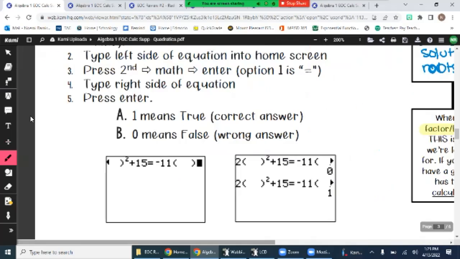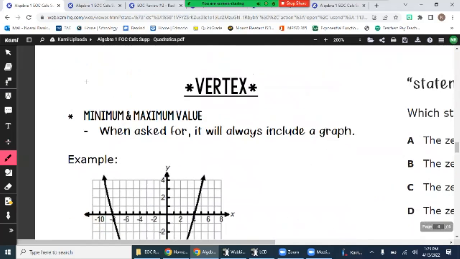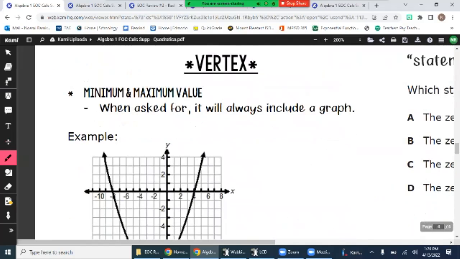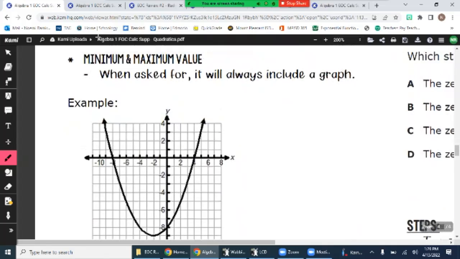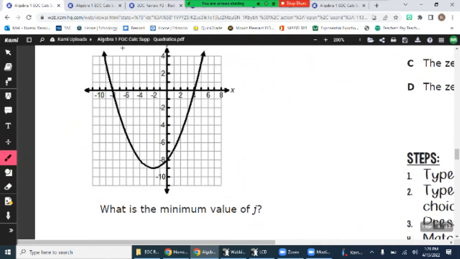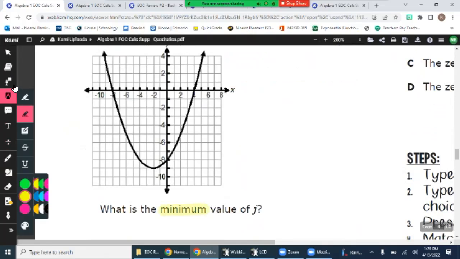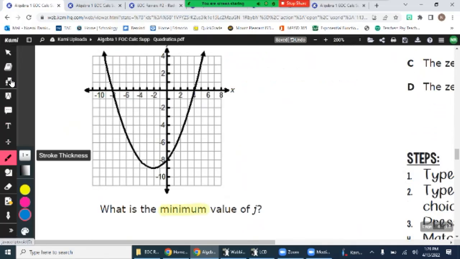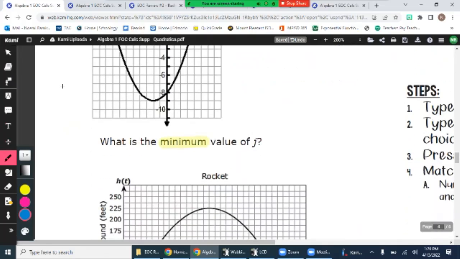Vertex. Vertex is something that a lot of us miss. So yes, I did include it in our foldable. When you're asked for the vertex, it's going to either ask you for the minimum or the maximum value. In this example right here, it's asking what is the minimum value of J? In other words, what is the lowest Y value of J?